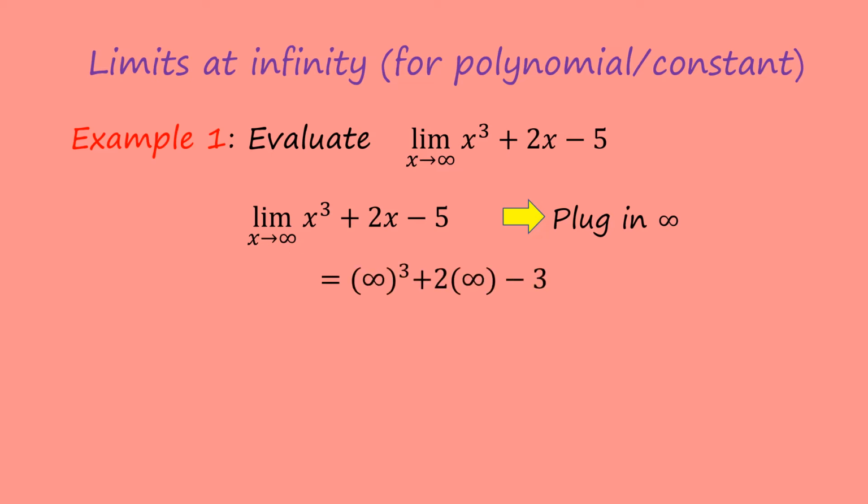In that case, we are going to have infinity to the power of 3 plus 2 multiplied by infinity minus 5. Then we are going to have infinity minus 5 because infinity to the power of 3 is infinity, and 2 multiplied by infinity is infinity. So when we have these two infinities together, we are still going to get infinity minus 5. Then the final answer is infinity because any number you take away from infinity will still remain infinity.